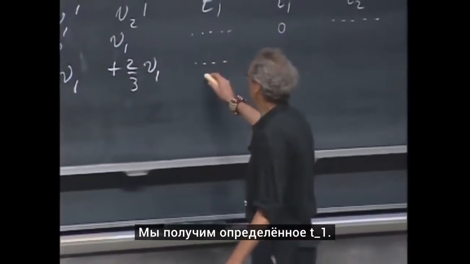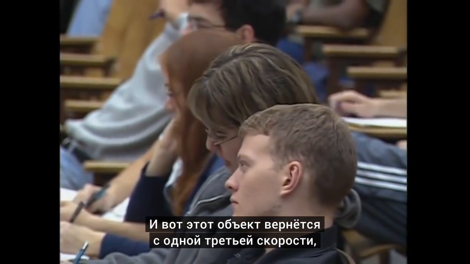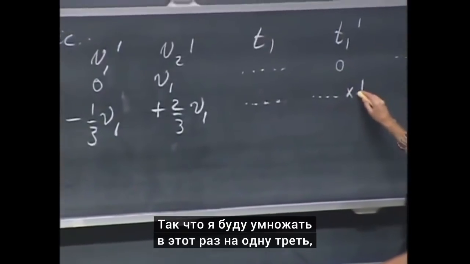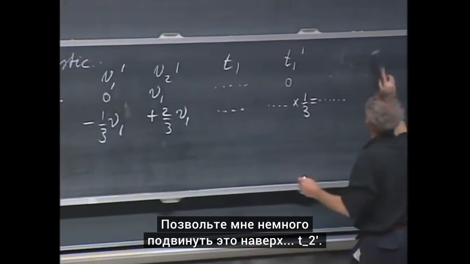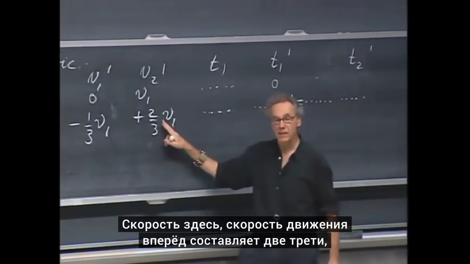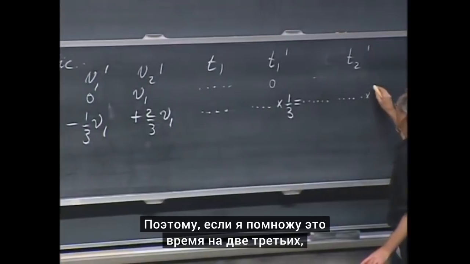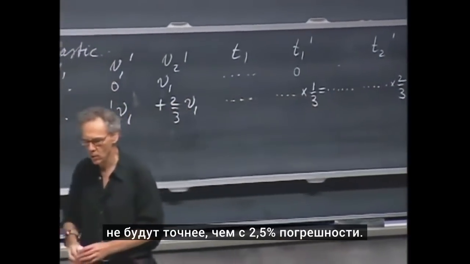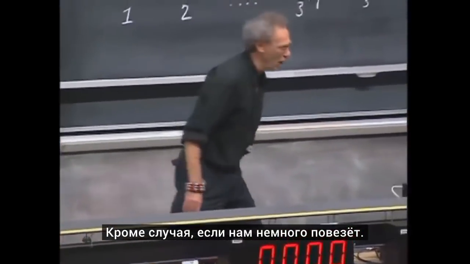Now we do this experiment. We get a certain T1. And so this one goes back with 1/3 of the speed, so it will take 3 times longer to go 10 centimeters. So I'm going to multiply this time by 1/3, and whatever comes out should be the same as this. T2 prime. The forward speed here is 2/3, so it will go slower. So if I multiply this time by 2/3, then I should be able to compare it with T1. And all of these times will not be any better than roughly 2.5%, except if we are a little lucky.